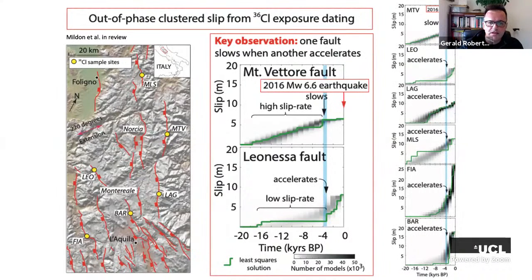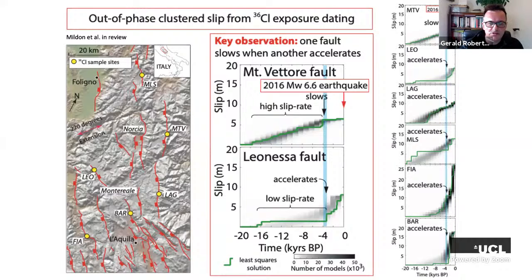These are 6 sites for which we've collected chlorine-36 exposure dating. I'm concentrating on the 2 middle ones, MTV and LEO, Monte Veteri and Leonessa faults. Can you see that when the Monte Veteri fault stopped slipping at about 4,000 years ago, the Leonessa fault accelerated? So the slip is out of phase. And on the right-hand side, you can see there's histories for all those faults. So again, about 4,000 years ago, 5 of the faults accelerated, but 1 fault slowed for 4,000 years. And then the 2016 earthquake was a magnitude 6.6.